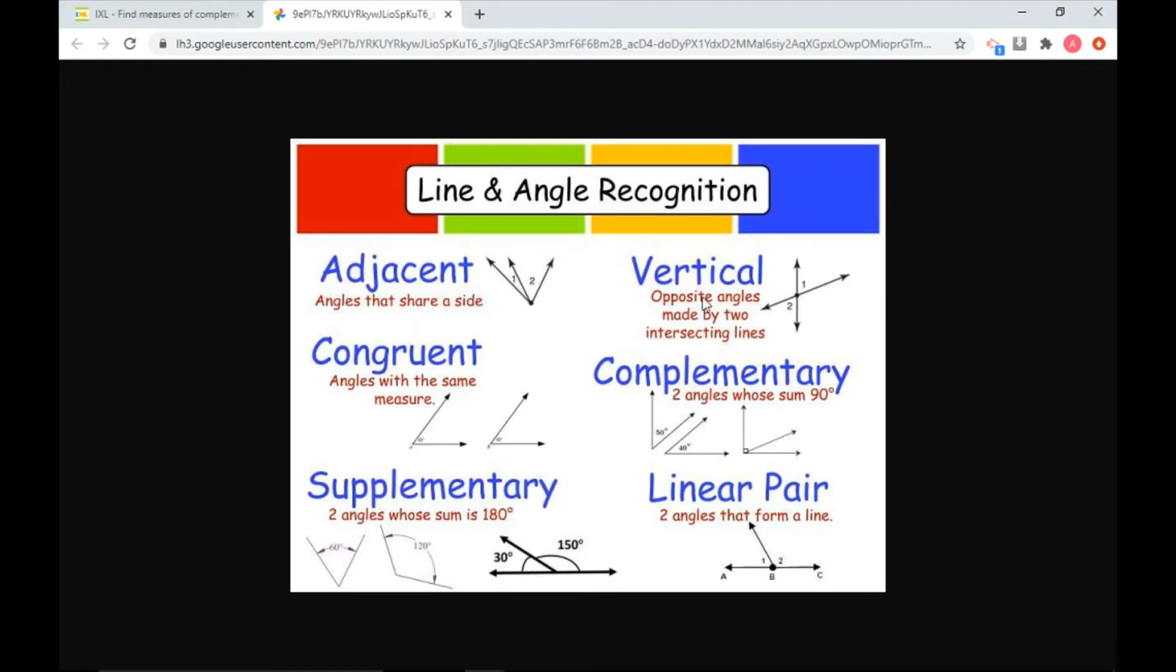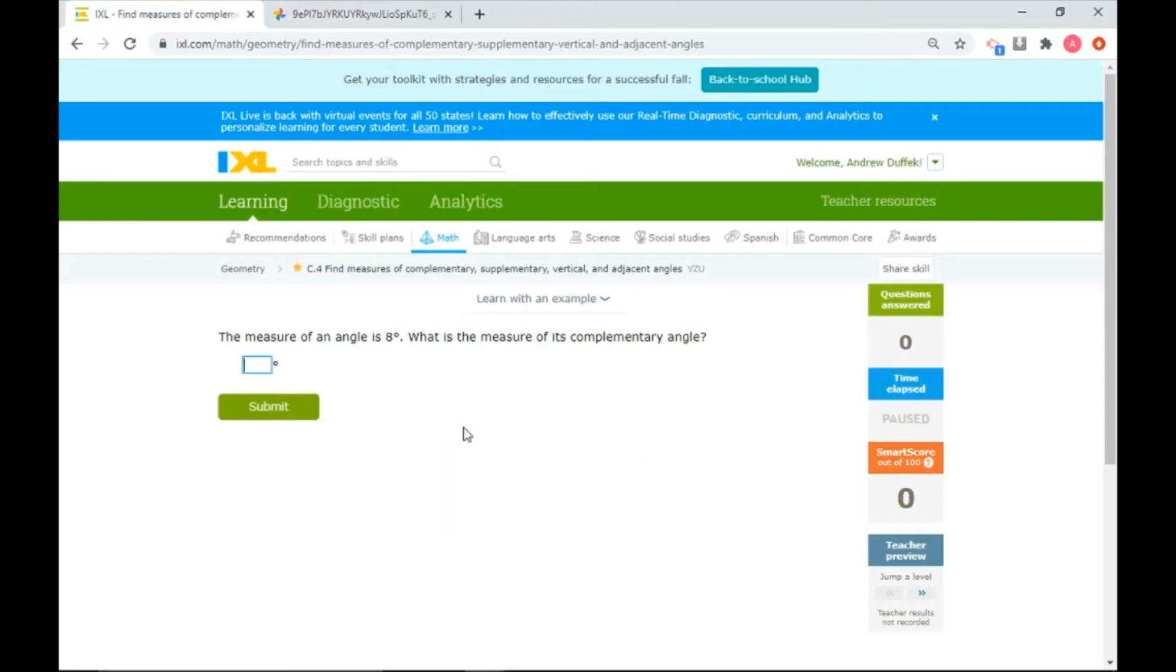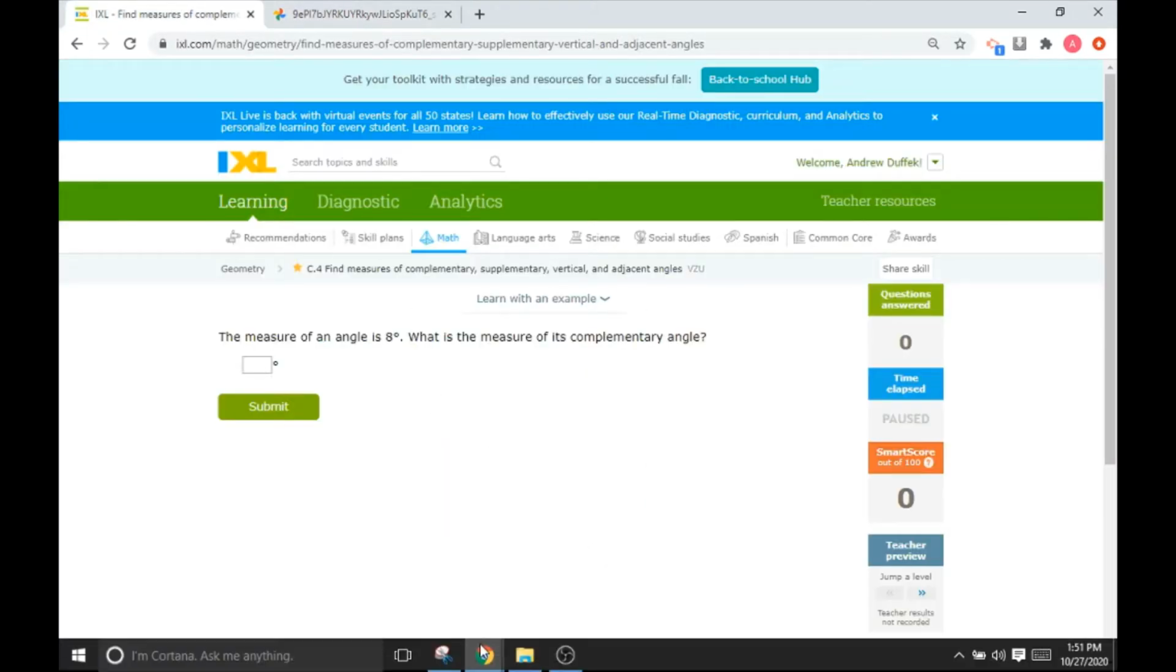And then vertical angles are angles that are on opposite sides of an intersection point. So 1 and 2 are going to be considered vertical angles, and therefore they are going to be equal. They're going to be the same exact degree value. So knowing that, let's jump into this IXL question right here.